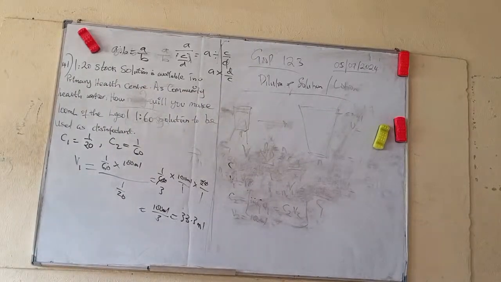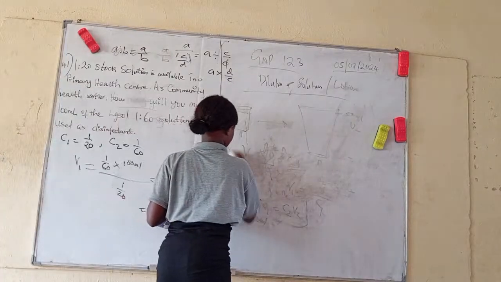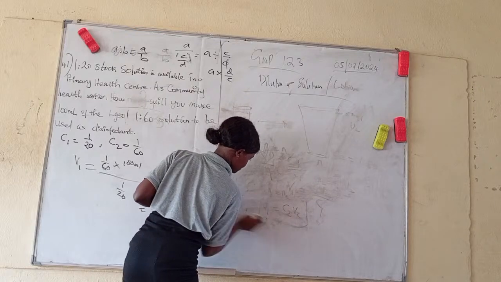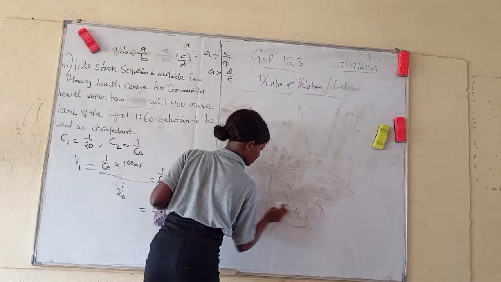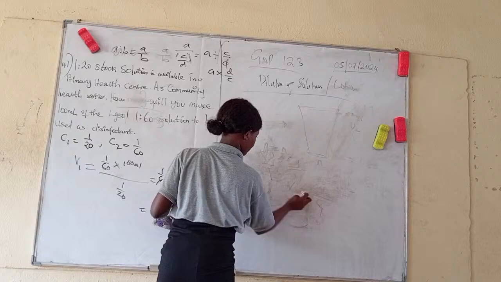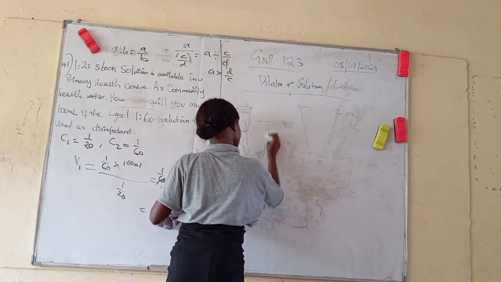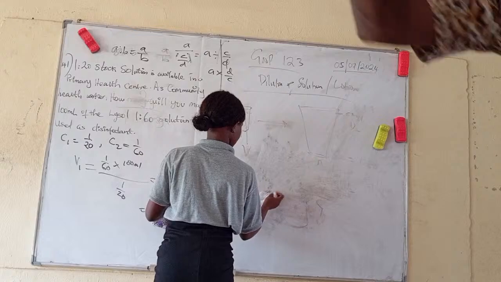The only thing you need to write at the end is that 100 ml of this dilute solution will be prepared. Full stop. That's the only thing you can write. Now, when you are done, 100 ml. Therefore, 100 ml of the dilute solution can be prepared from the stock solution. Full stop.